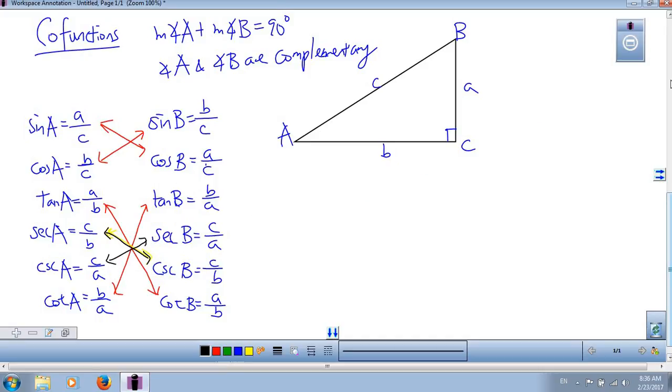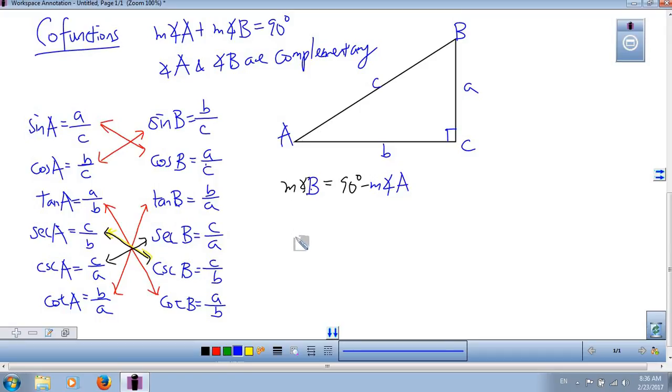So what does that tell us? Well, this tells us that for complementary angles, their cofunction values are the same. The cofunction values are the same for their complementary angles. You see, the measurement of angle B is equal to 90 degrees minus the measurement of angle A. So they're related in such a way that they're complementary, and when they're complementary, their cofunction values are the same.